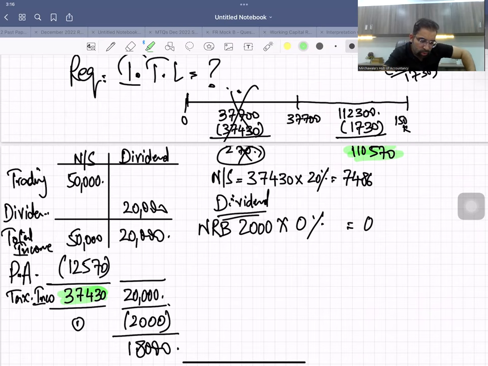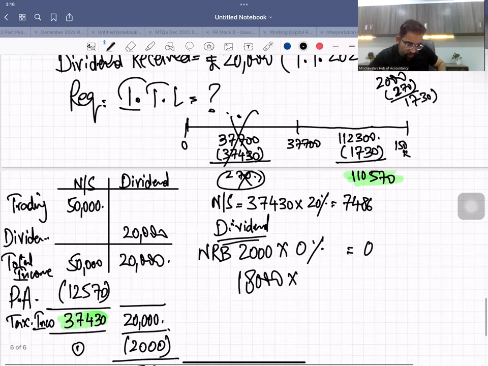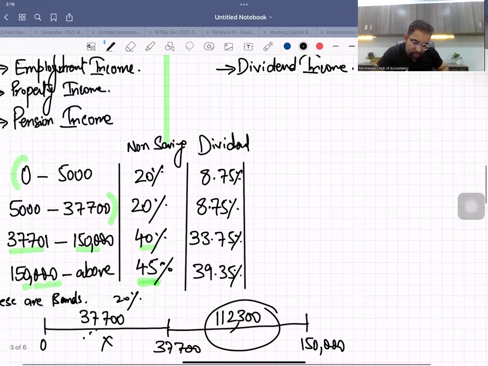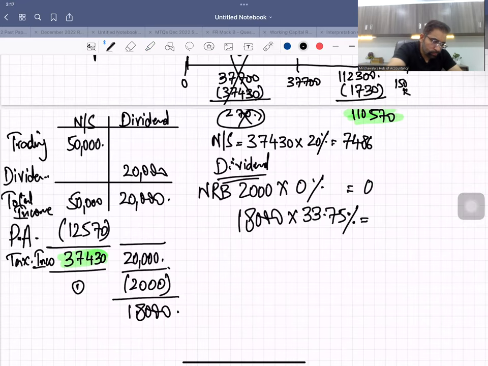And what is the tax rate? What is the tax rate of dividend income second band? You have taken the picture. Tell me, what is the tax rate of dividend income second band? Let me scroll the screen. The tax rate is, see this, 33.75. This is the tax rate, 33.75%. Let me write it here. Okay. So now that's the end of this question.